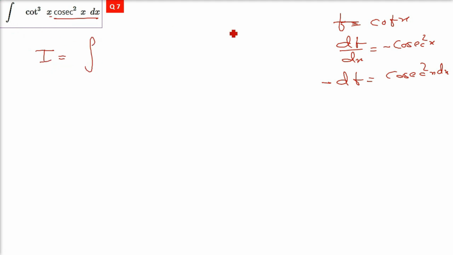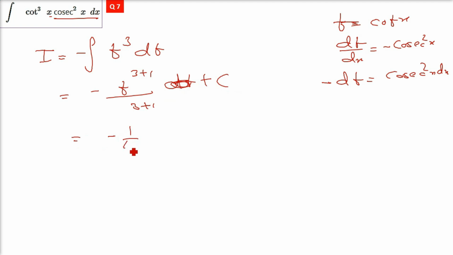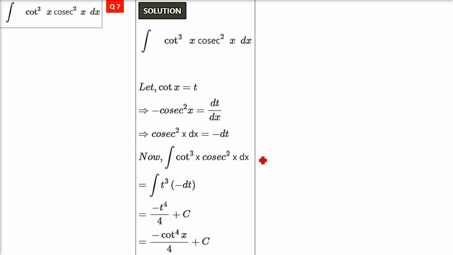So this integration will be equal to cot cube is t cube, and this cosec square x dx, negative will go there, it will be dt. So this will be t raised 3 plus 1 divided by 3 plus 1 plus constant of integration. So this is negative t to the power 4 divided by 4, negative 1 by 4 we can take outside, t raised 4 will come. What was t? It was cot x. So negative 1 by 4 cot x to the power 4, or cot 4x, it's the same thing. You can write it like this also, and then the constant of integration. So this you can do by yourself. It's quite easy, and similar with tan and sec square x like this question.